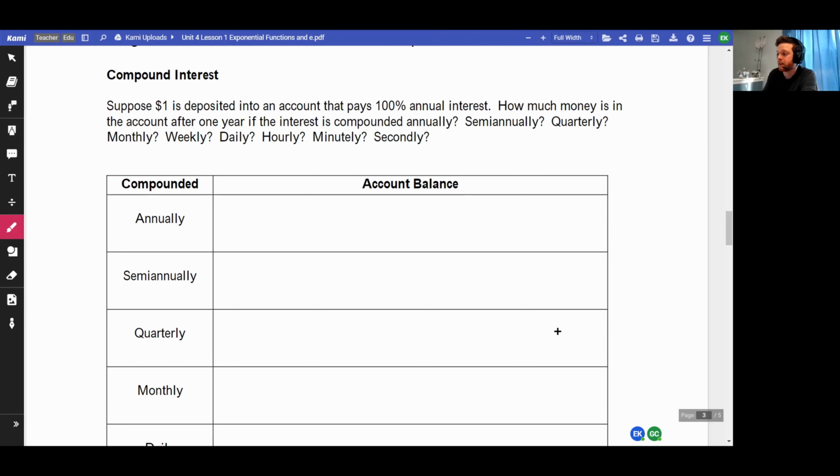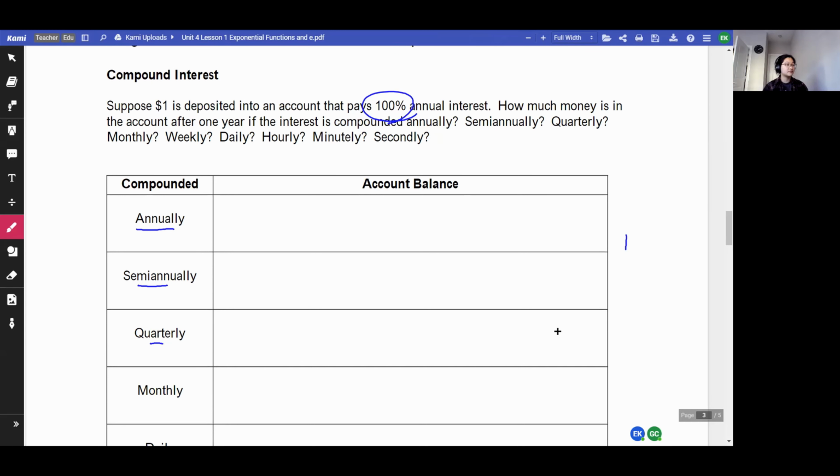I think the important thing is, in proceeding, the bank is giving you 100%. We're going to look at if that bank breaks up that 100% into different increments. Like if you take all the 100 at the end, or if you take 50 halfway and then 50 at the end, or if you take quarterly, 25, 25, 25, 25, does how you take your percentages change the amount that you get? Let's just punch it out.